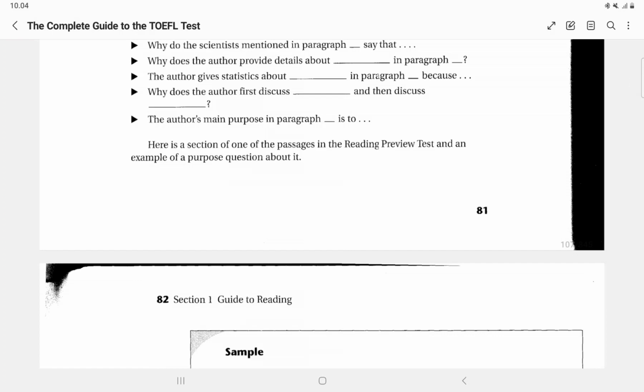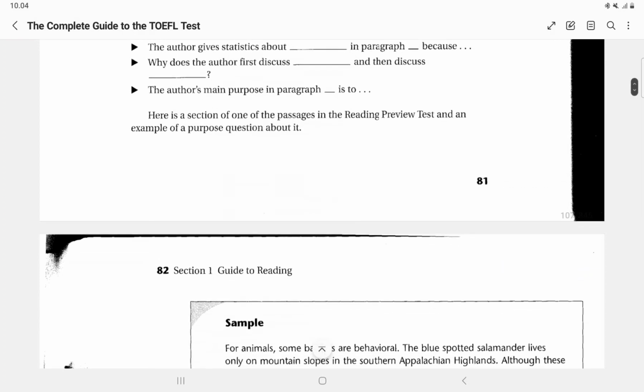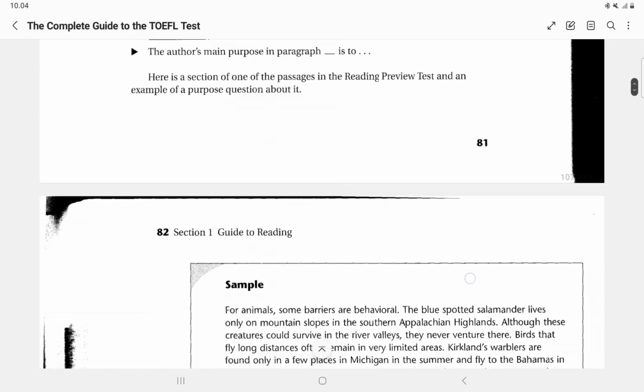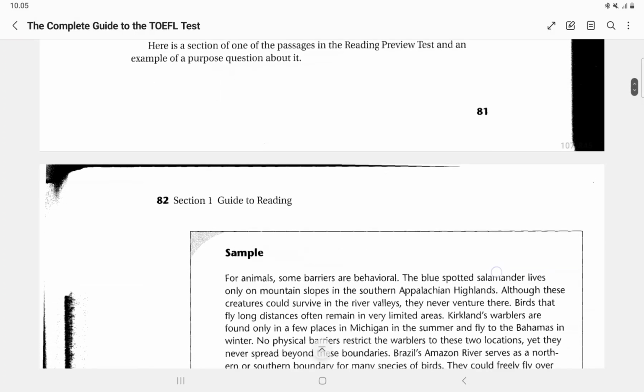Why does the author provide details about blank in paragraph blank? The author gives statistics about blank in paragraph blank because blank. Why does the author first discuss blank and then discuss blank, the sequence? The author's main purpose in paragraph blank is to blank.